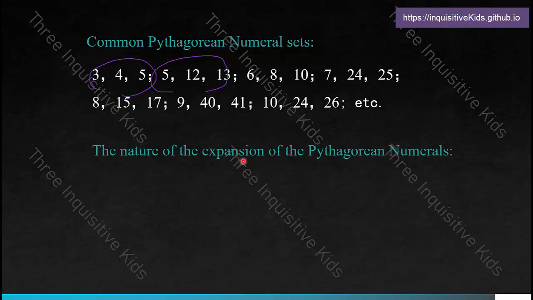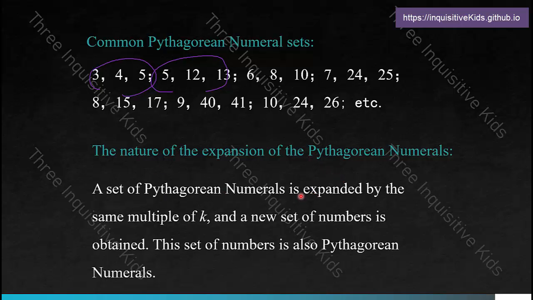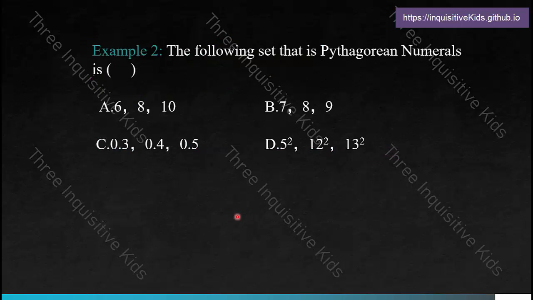So here's the nature of the expansion of Pythagorean numerals. If a set of Pythagorean numerals is expanded by the same multiple of k, a new set of numbers is obtained. This set of numbers is also Pythagorean numerals. So here's how Pythagorean numeral sets expand. And this is example 2. Which of the following sets are Pythagorean numerals?